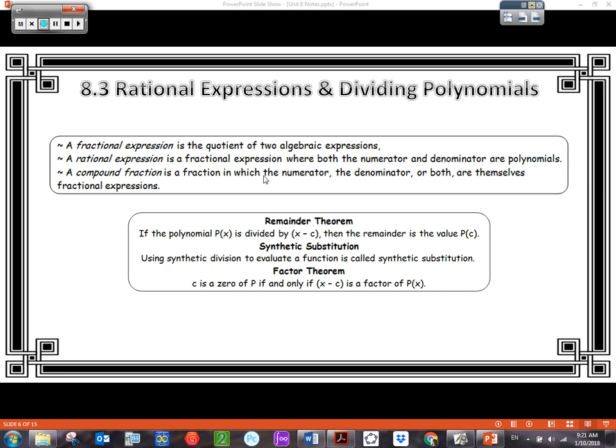Okay guys, let's take a look at today's lesson. We're going to be working with rational expressions and dividing polynomials, two kind of different topics that we're combining together. So first, let's look at some vocabulary words.